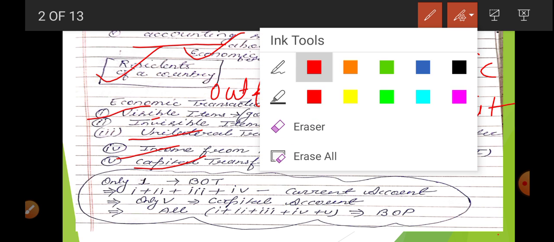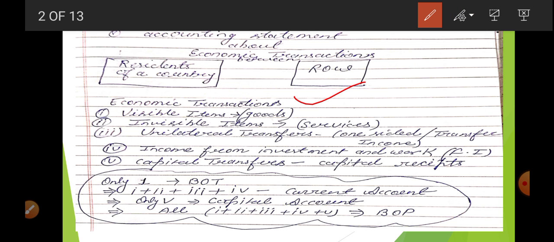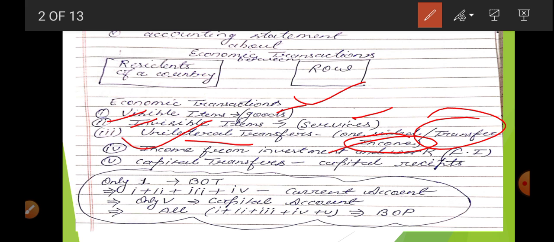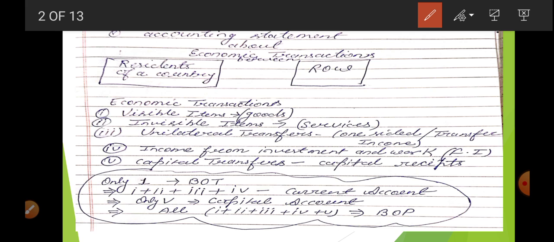Okay, now, so already we had discussed about the economic transaction. Visible, that is goods, invisible, that is services, unilateral, we are talking about the transfer income, one sided payment. Income from the investment and work is related to factor income. Now capital transfer is related to capital receipt and capital payment. Capital receipt is related to borrowing from and repayment of loan. Okay, and capital payment, that is lending.